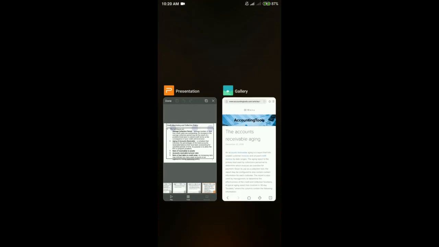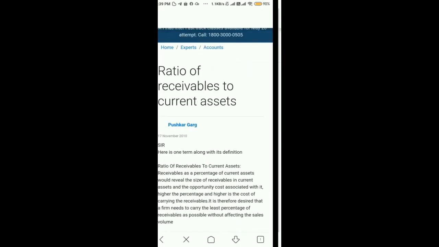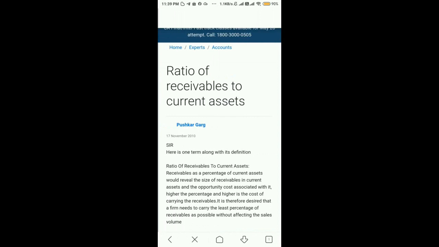Okay, for number 3, which is ratio of receivable to assets. Ratio of receivable to assets, say as a percentage of current assets, will reveal the size of receivable in current assets and the opportunity cost associated with it. The higher the percentage, the higher is the cost of carrying the receivable. It is therefore desired that a firm needs to carry the least percentage of receivable as possible without affecting the sales volume.